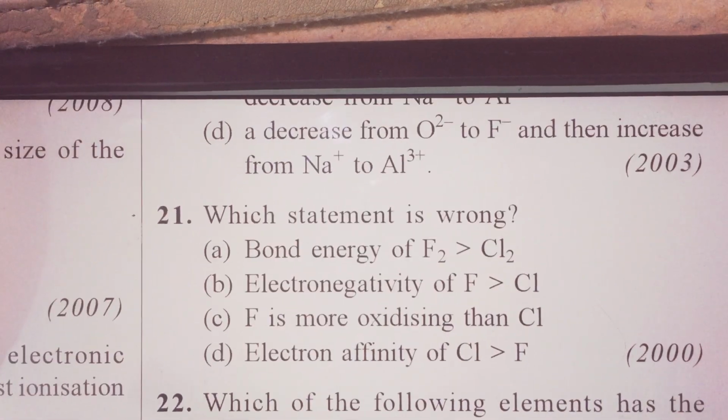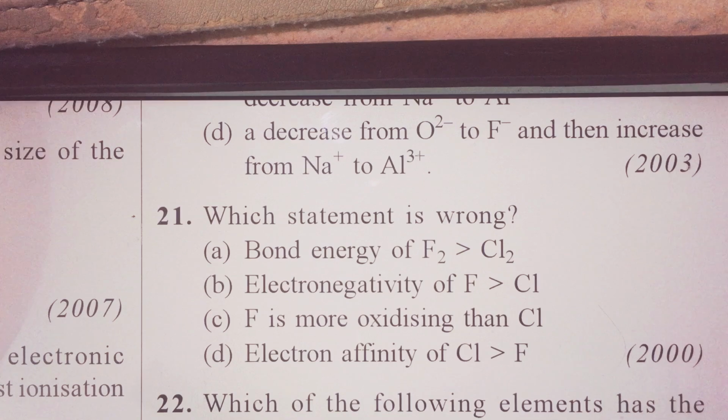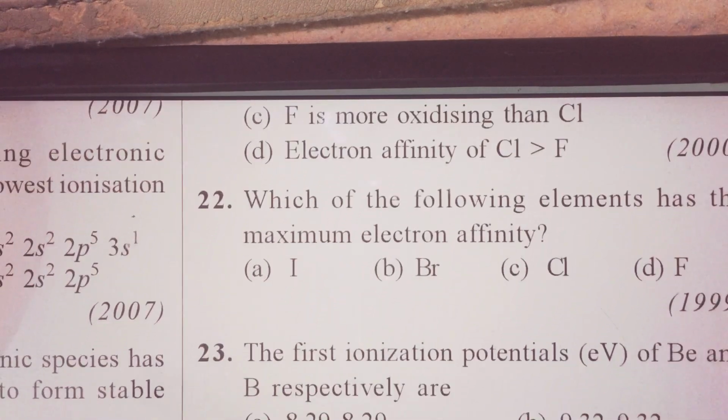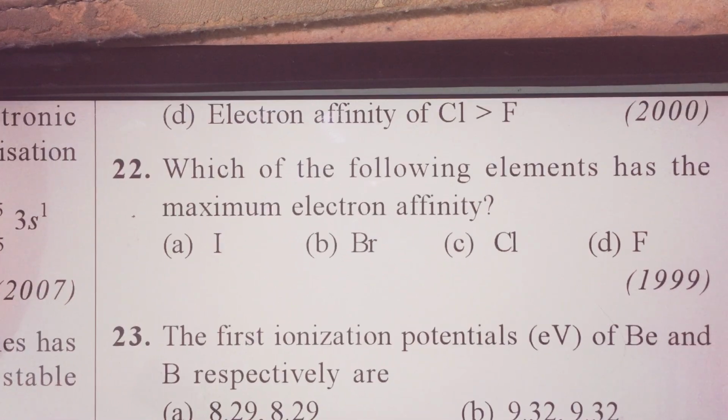Which statement is wrong? Bond energy of F2 is greater than Cl2 is wrong. Bond energy of F2 is less than that of Cl2. Answer is A. 22. Which of the following elements has the maximum electron affinity?